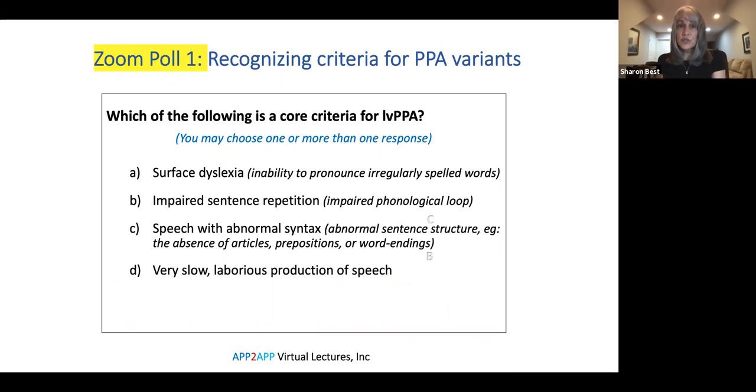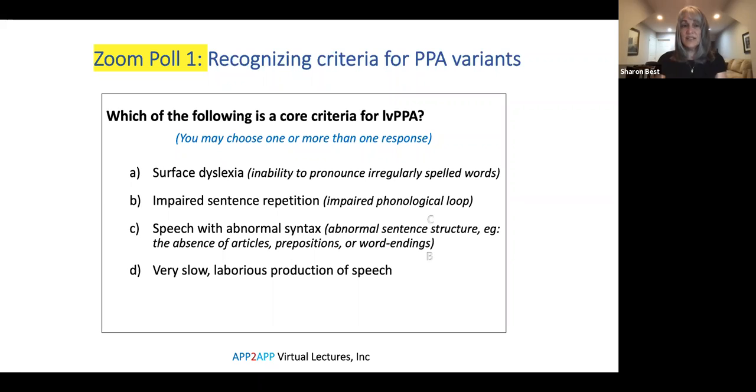So this is your first Zoom poll. Which of the following is a core criteria for logopenic PPA? A, surface dyslexia, inability to pronounce irregularly spelled words; B, impaired sentence repetition, the impaired phonological loop; C, speech with abnormal syntax; or D, a very slow, laborious production of speech.